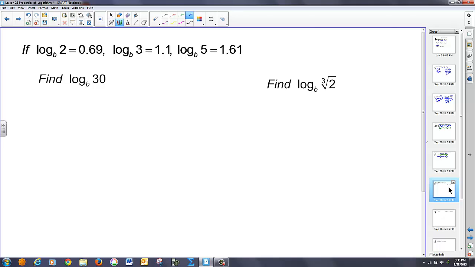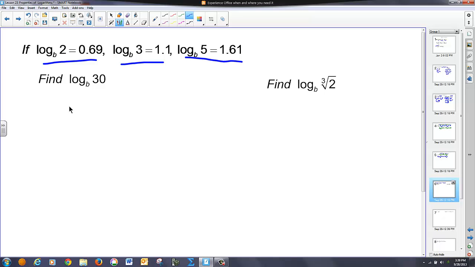So there's a different spin on the expansion now. We have the logarithm of a single term, the log base b of 30, but we're given some indicated values for what log base b of certain numbers are. And they want us to find a numerical value for the log base b of 30 and then the log base b of the cube root of 2.